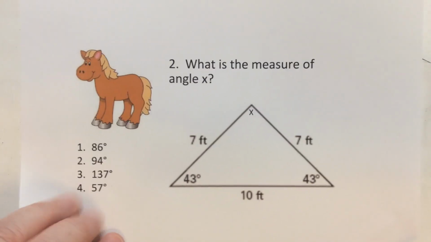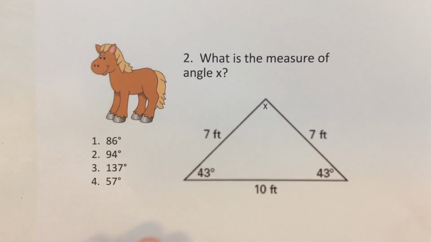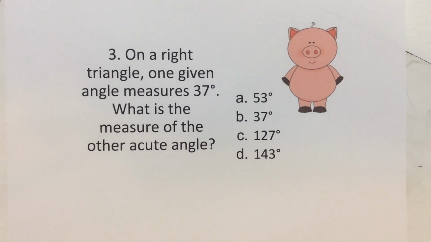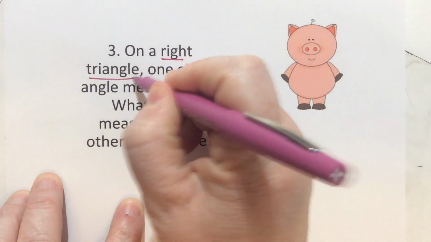Okay, next. What is the measure of angle X? Okay, same thing. This is an isosceles triangle, so these two are congruent. Okay. Question 3. All right, here. On a right triangle, that's a very important clue here.